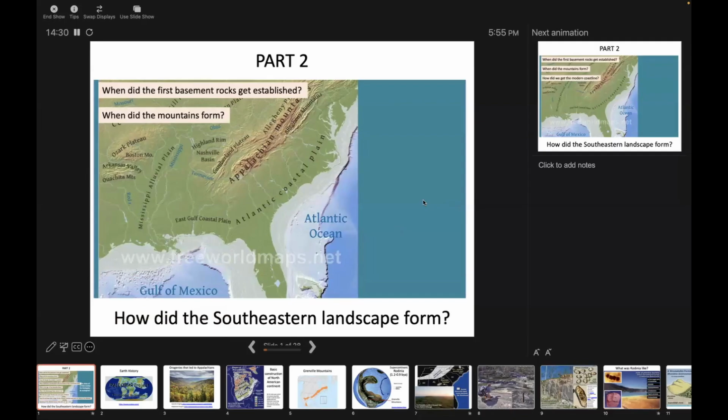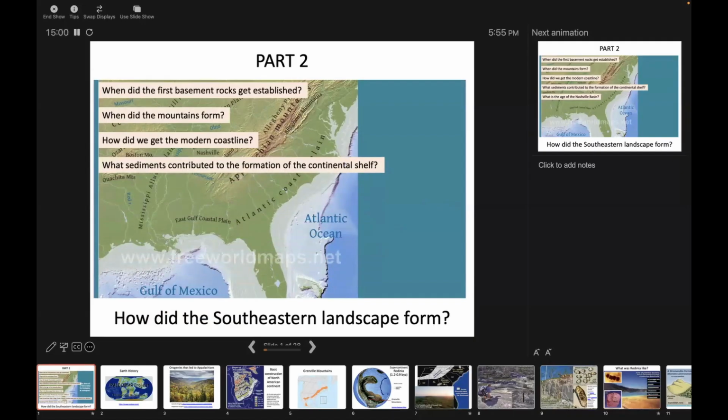Another core question is, when did the mountains around us form? When did the Ouachitas form and the Appalachians form? And there may not be an exact point in time. There may be multiple points in time. How do we get that modern coastline, that very distinctive coastline that comes over with the Gulf of Mexico and Florida dipping down? There's a time and place when that happened. We can trace exactly back to it, and I want you guys to have an understanding of how that happened.